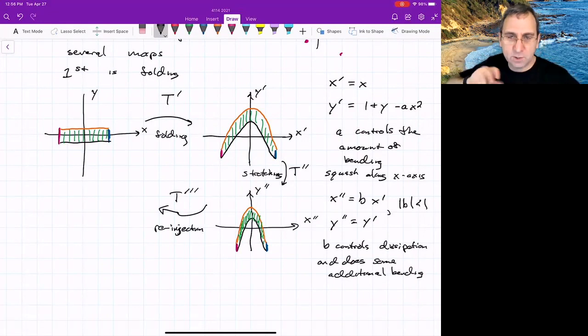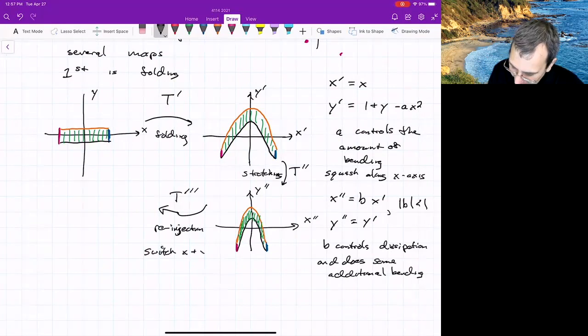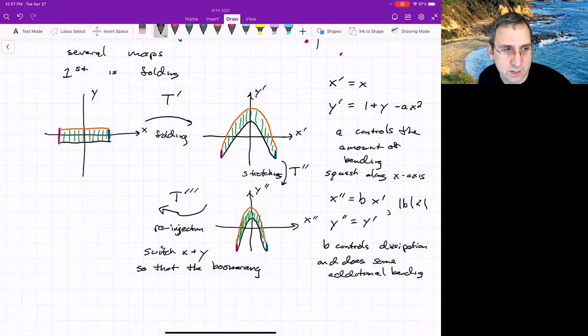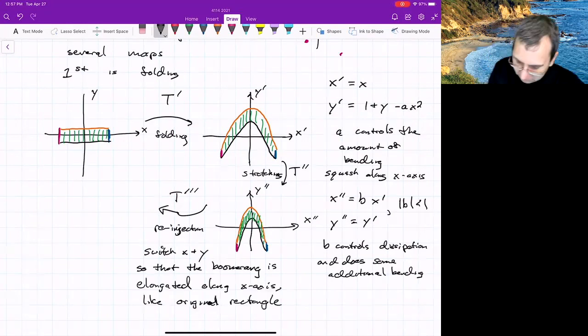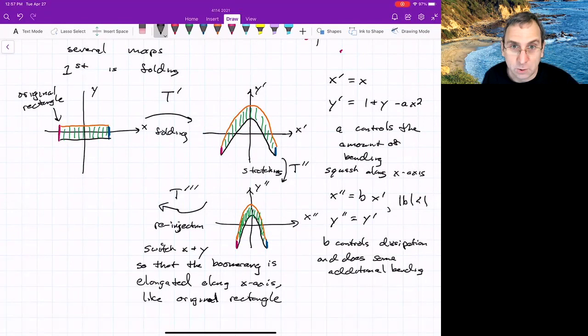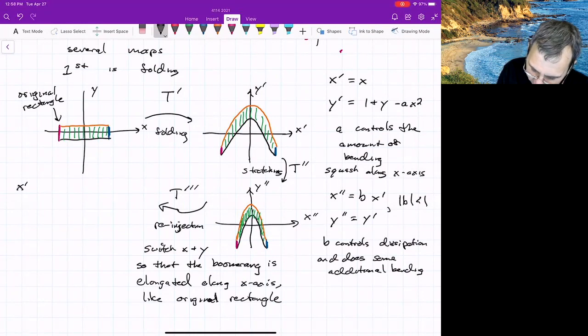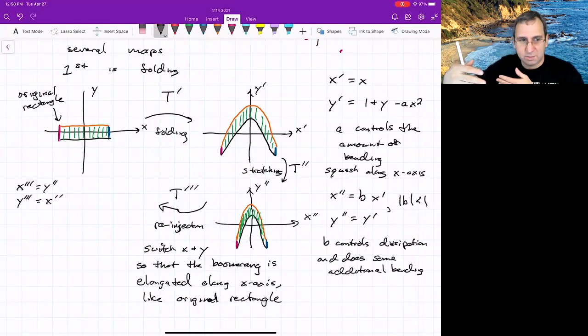We reinject in such a way that we switch X and Y, so that this boomerang shape is elongated along the X-axis, like the original rectangle. So we switch X and Y. I don't even know if he called it a boomerang shape, but it looks like a boomerang. This is the original rectangle. So how do we do that? Just switching X and Y means we've got X triple prime equals Y double prime, Y triple prime equals X double prime. So it's like rotating and flipping.